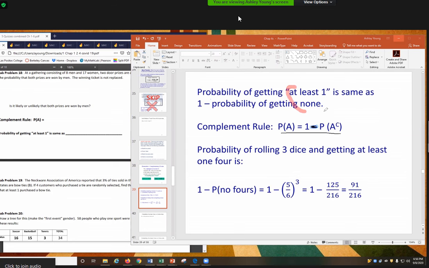These two are complements, so the probability of at least one is the same as 1 minus the probability of none. Here, I'll type it out: probability of at least one equals 1 minus the probability of none. And that is in your notes as well, at the bottom of page 15.